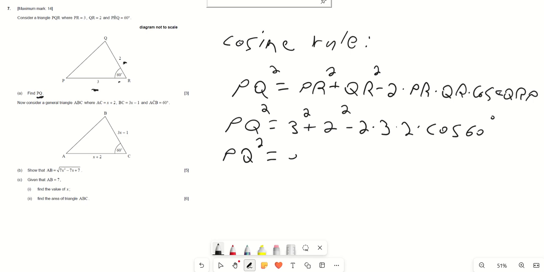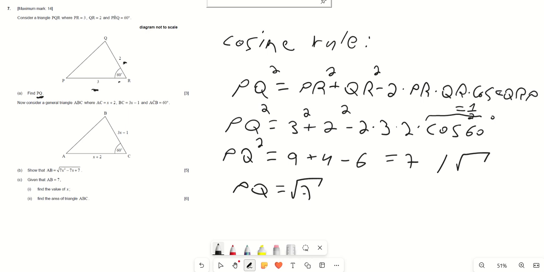Then I get 9 plus 4 and then the cosine of 60 degrees is 1/2. Then 1/2 cancels here with 1, 2, and I'm left with just 6, and then I'm left here with 7. I still have to take the square root to get PQ, which will be the square root of 7. This is the answer to A.